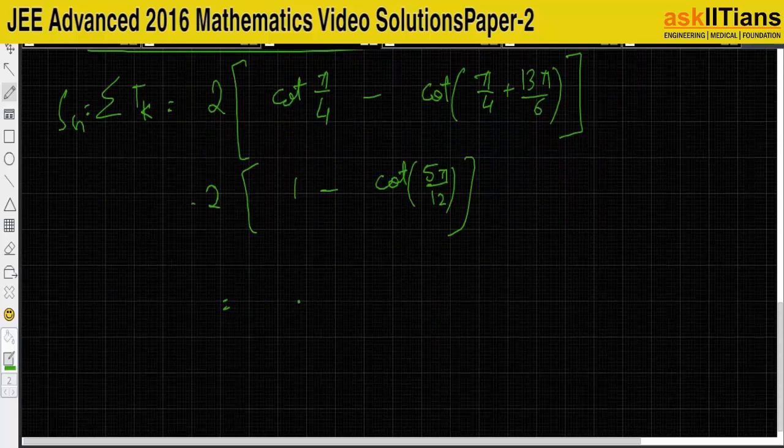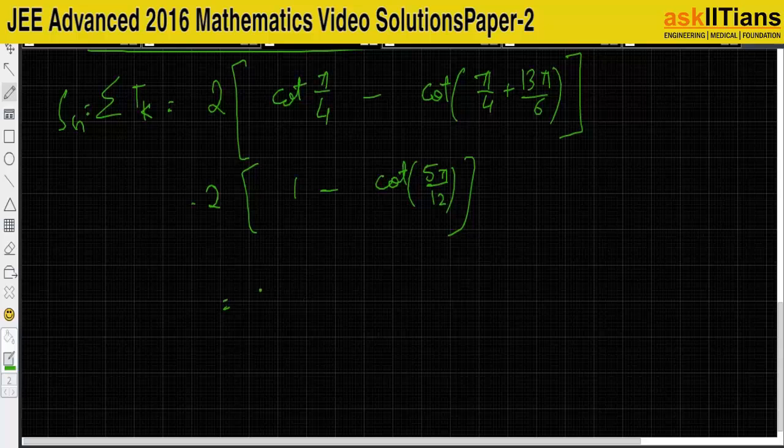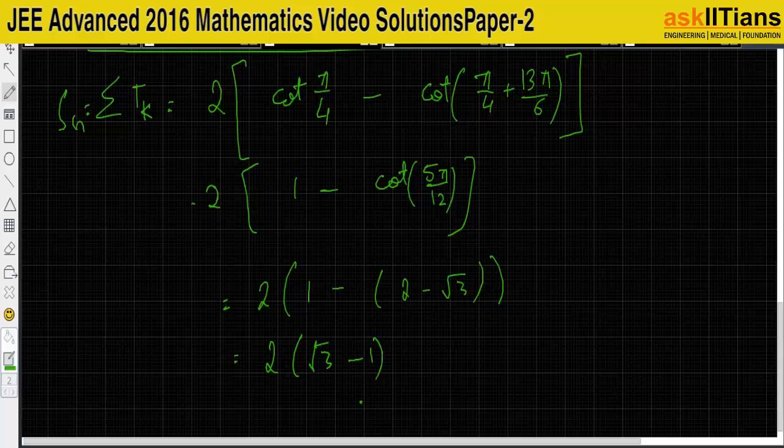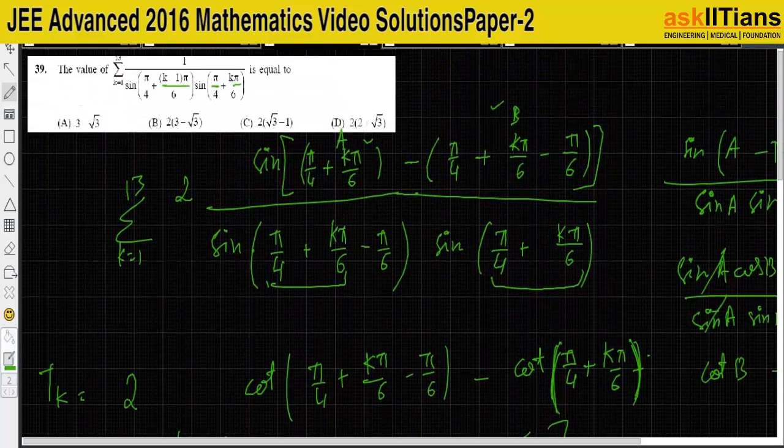So cot of 5 pi by 12, and we know the value of this cot of 5 pi by 12 is nothing but 2 minus root 3. So you need to remember the values also of trigonometric functions. Then if I simplify this, I'll get this as 2 times root 3 minus 1. So your final answer will be 2 times root 3 minus 1. This option C is correct.